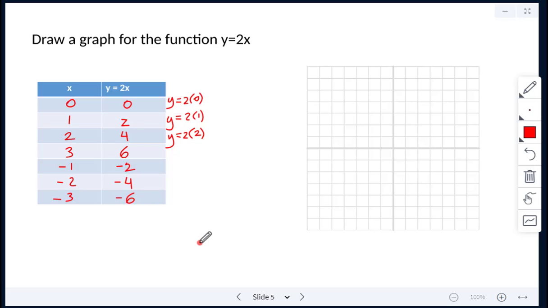So by doing this, we now have coordinates for our graph. Our first coordinate is 0, 0. Here our coordinate would be 1, 2. Our third one is 2, 4, then 3, 6, -1, -2, -2, -4, and -3, -6.